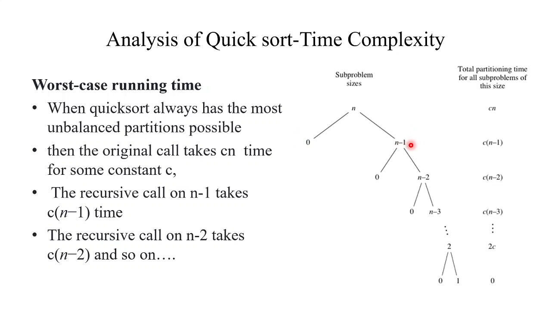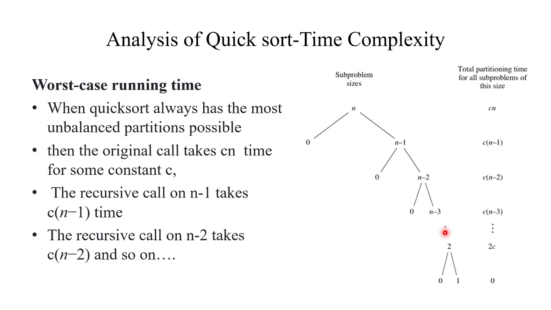Now if you consider only the right subarray, the pivot element is excluded because it stays in its exact position, so we have to take only the right subarray. So n minus 1 will be the second subtree. Here the time taken will be c into n minus 1. Next, once again, if you partition this into two subarrays, the left subarray will once again be 0 and the right subarray will be n minus 2.